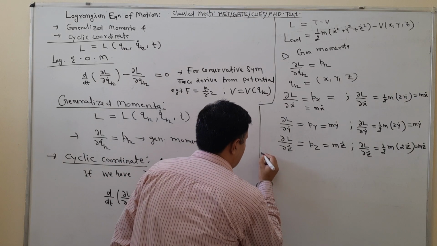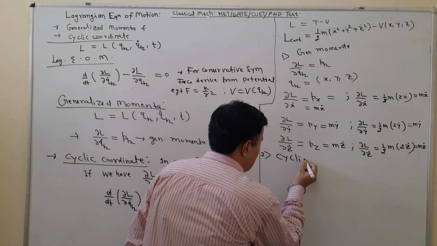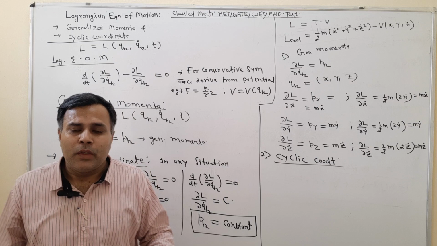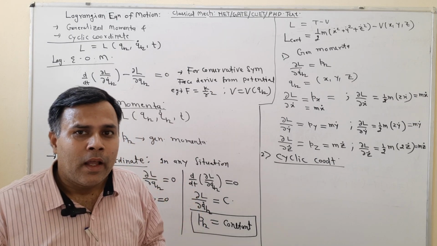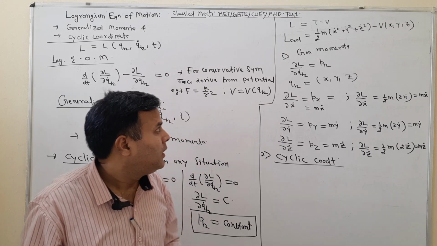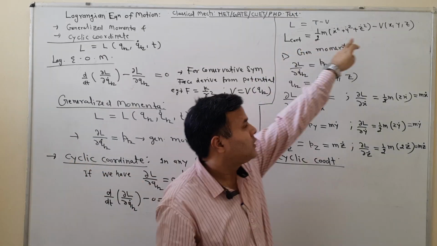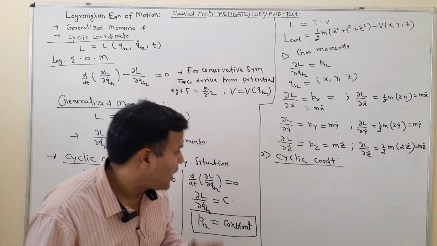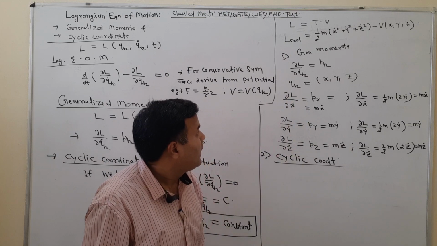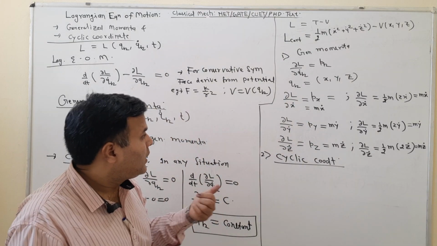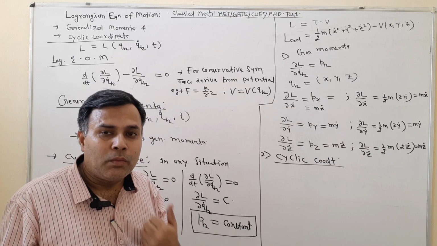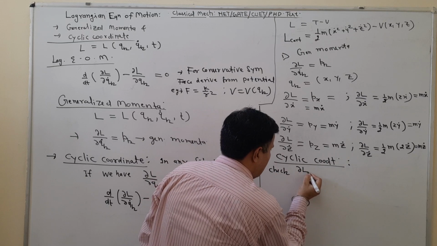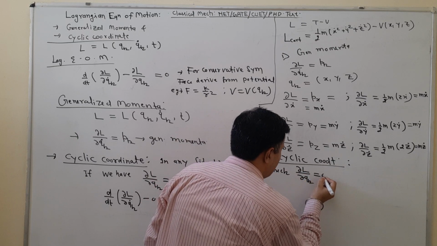Now what is cyclic coordinate? Second concept: cyclic coordinate. What we have to do is simply check, in this given Lagrangian corresponding to this dynamical system, whether a cyclic coordinate exists or not. So what is our step? Check whether del L upon del qk is 0.